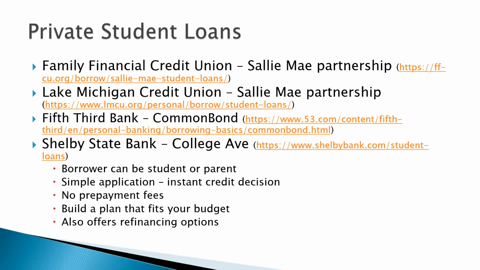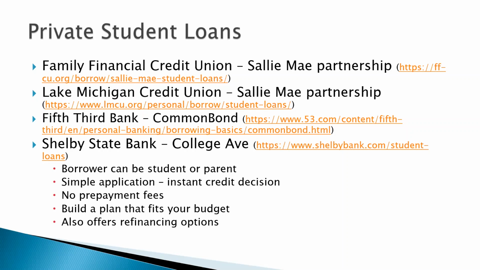I'm sure she can tell you a little bit more about that, but I'll go ahead and read through. And Kayla, if there's anything you want to add, go ahead and add. But the borrower at Shelby State Bank can be a student or a parent. It's a really simple application that you would just go through, or you would go online and have sent to you. It's an instant credit decision. So private loans are based on credit. And there's no prepayment fees. So there's nothing that you're going to owe up front. And they're able to build a plan that really fits your budget.